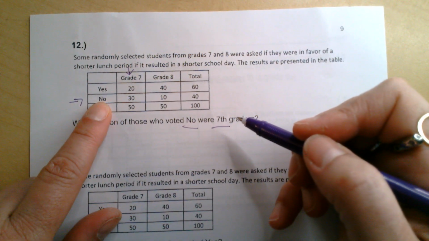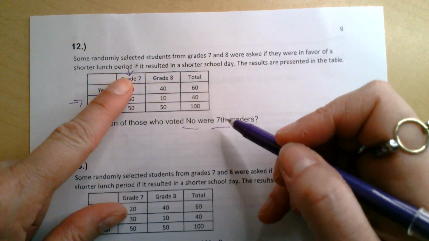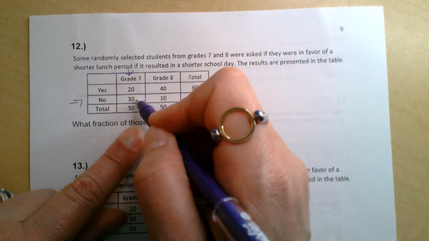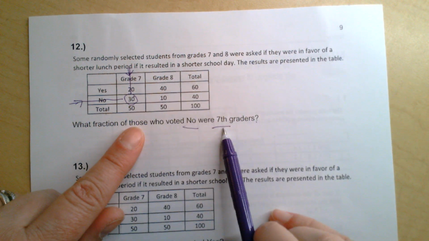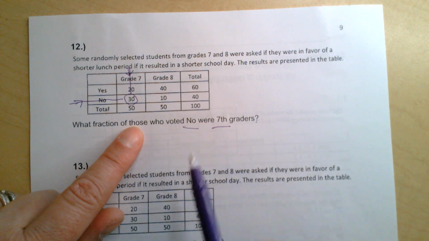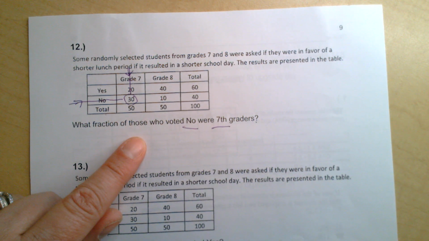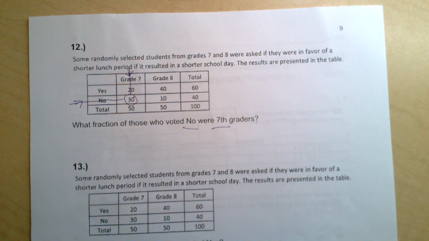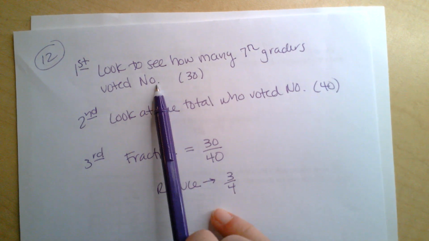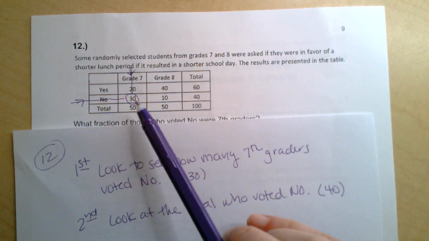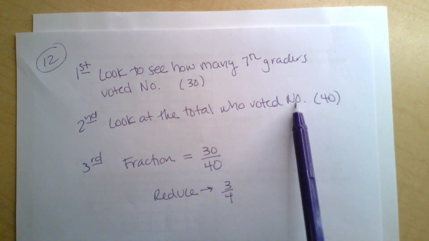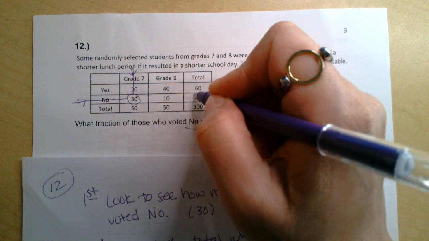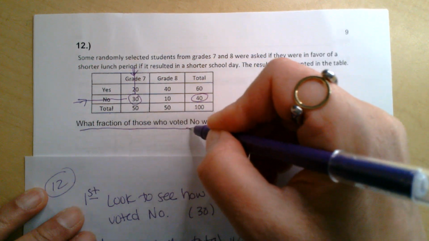So again, I'm telling myself, I'm going to have to look at the no grade 7. And I mean, you can even connect these. In the problem, it tells you where to go. What fraction voted no were 7th graders? So first thing that we're going to have to do is look to see how many 7th graders voted no. And that was 30. We got that here. Perfect. Okay. And then we need to look at the total who voted no. So it says, what fraction of those who voted no?